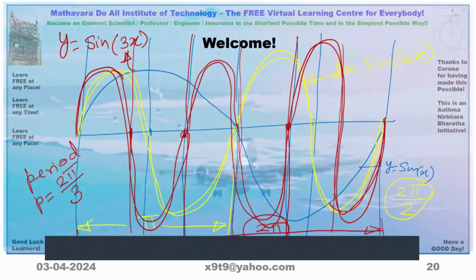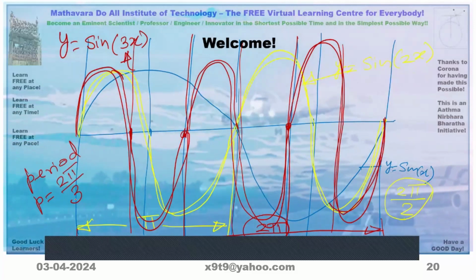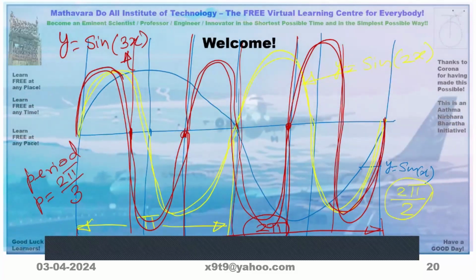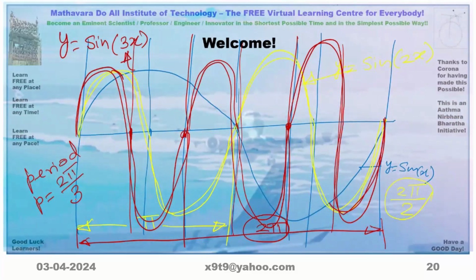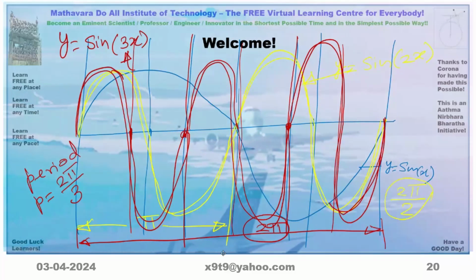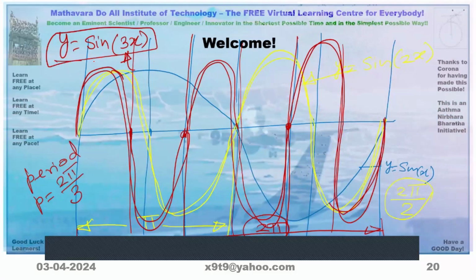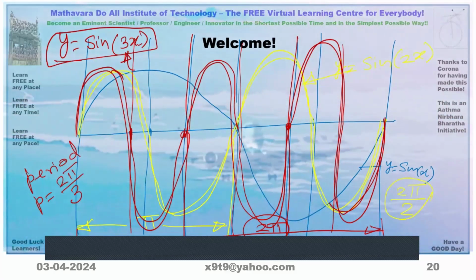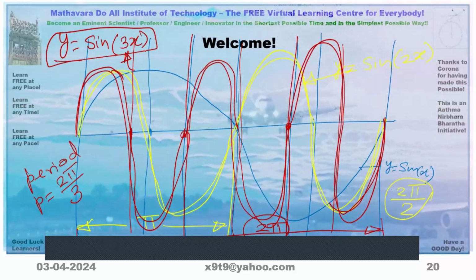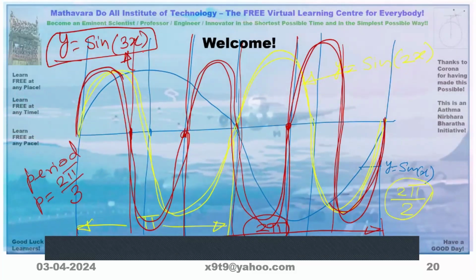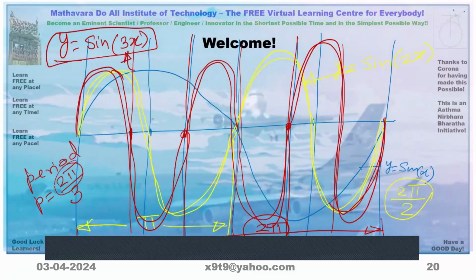What is the amplitude? For this red one, what I have written? 1. So amplitude remains the same, but period is now reduced. It is 1/3 of the original.